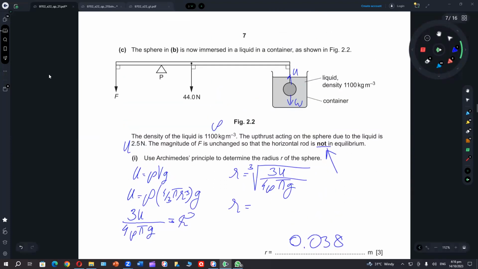Now, here we have to see that if this is the pivot, this will be anti-clockwise, this will be clockwise, and this will be clockwise. So I should add up the clockwise moments and subtract the anti-clockwise from it. Moments in the same direction are added and moments in opposite direction are subtracted.